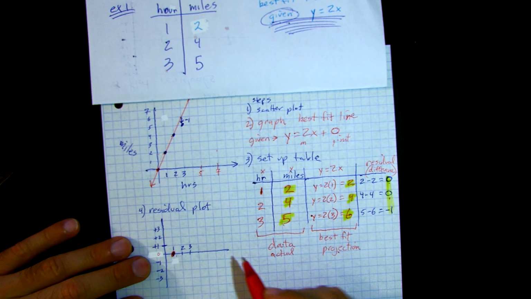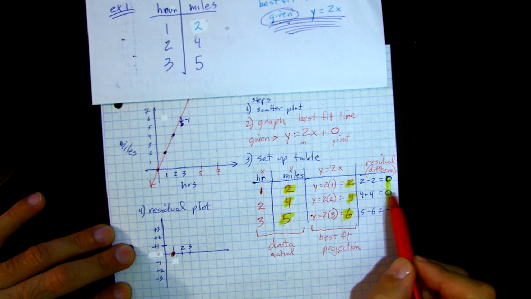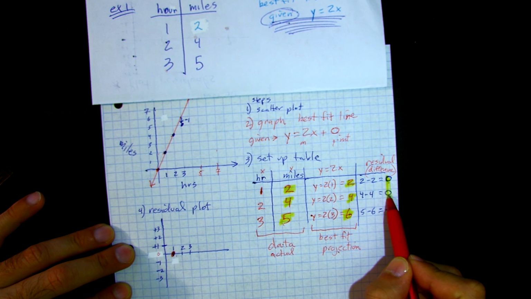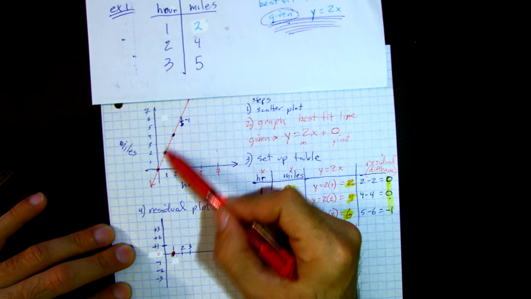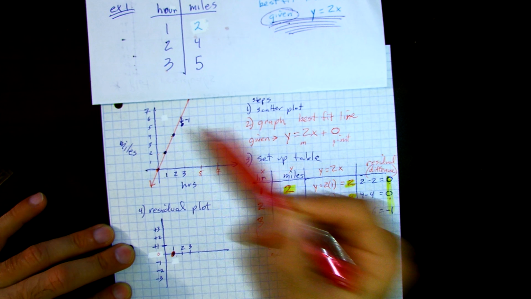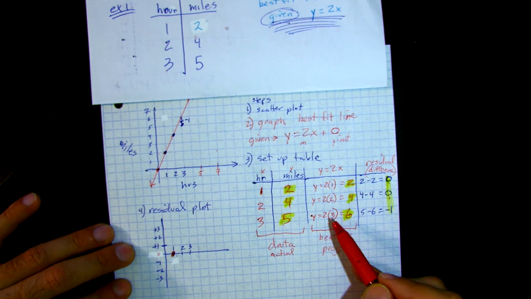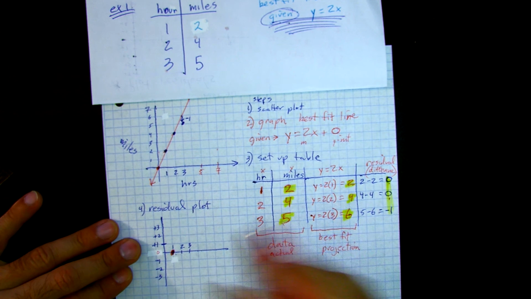Now let's go to 2. At hour 2, the residual is 0 as well. Let's see if that makes sense from our graph. Scatter plot, the best fit line. The data point is right on the best fit line. So it makes sense that the residual is 0. Residual, remember, means how far off the data point is from our best fit projection. So I'm going to put that here as well.